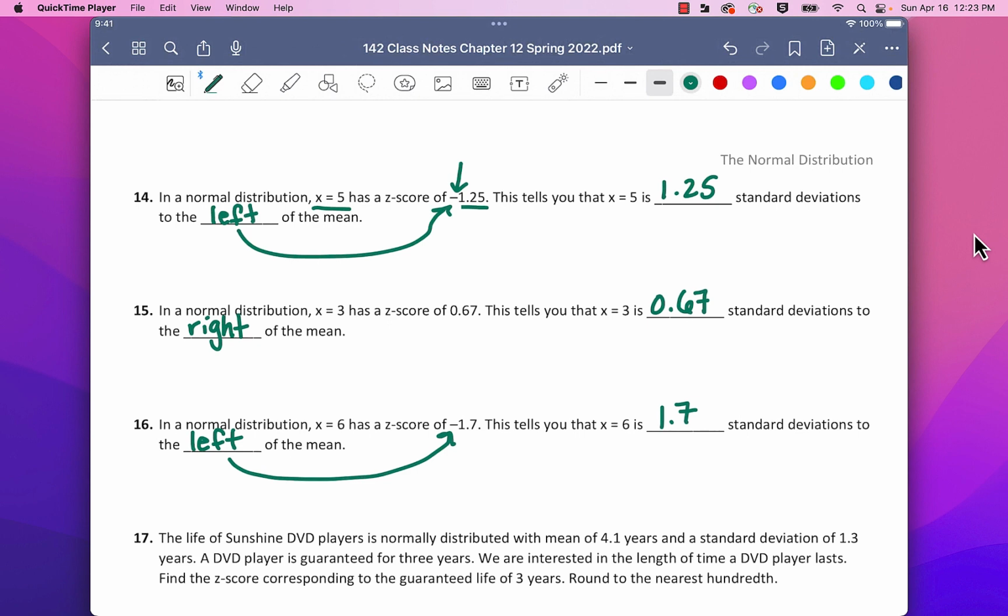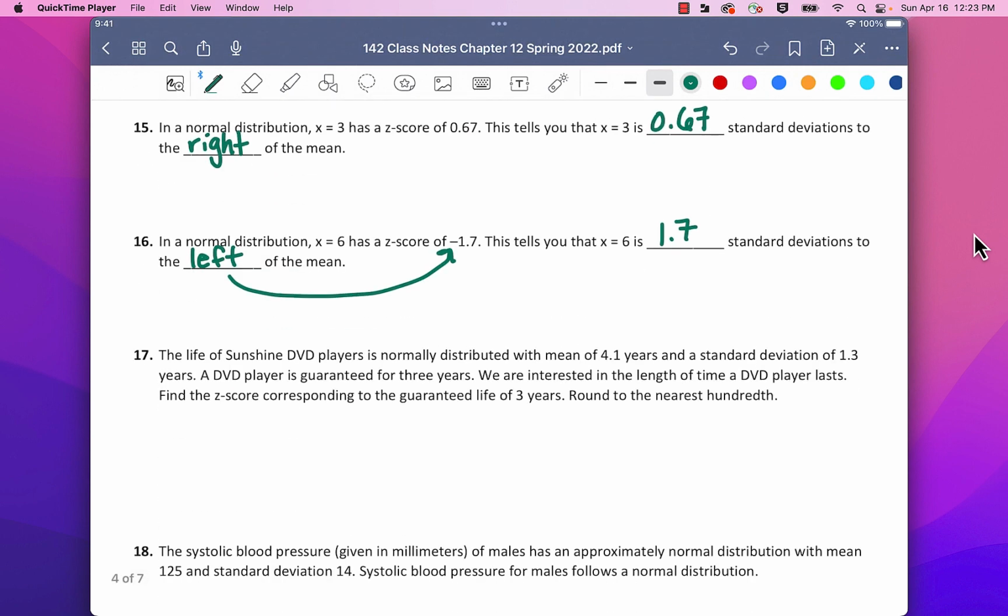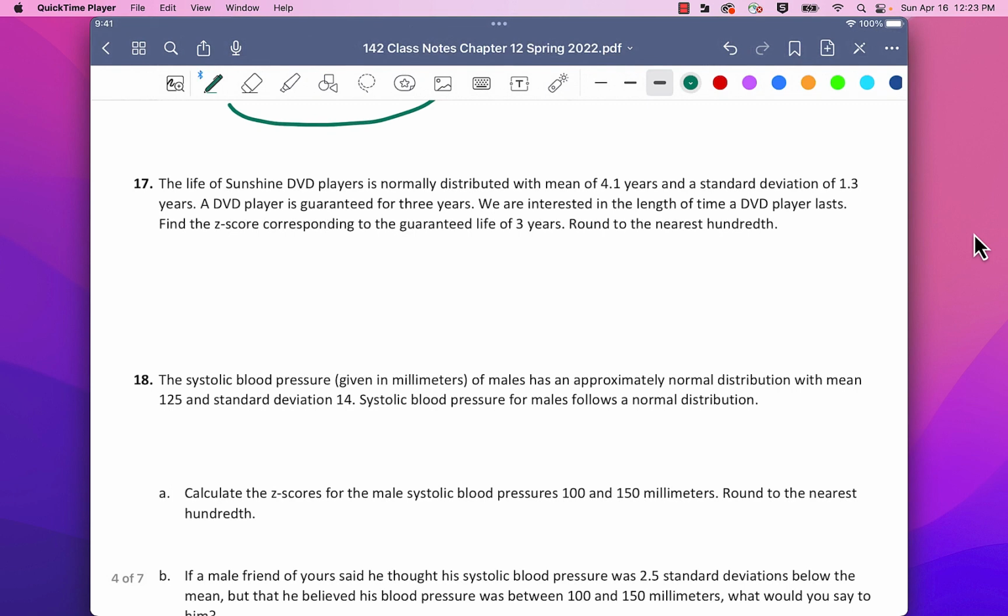So let's look at a few applications. Number 17 says, the life of Sunshine DVD players is normally distributed with a mean of 4.1 years and a standard deviation of 1.3 years. A DVD player is guaranteed for 3 years. We are interested in the length of time a DVD player lasts. So find the z-score corresponding to the guaranteed life of 3 years. Round to the nearest hundredth.